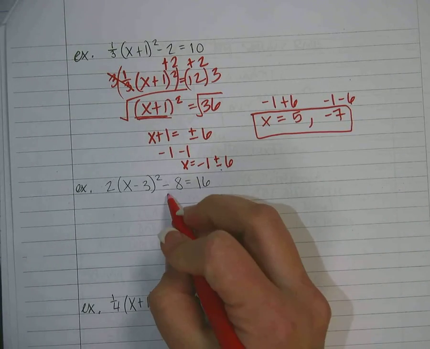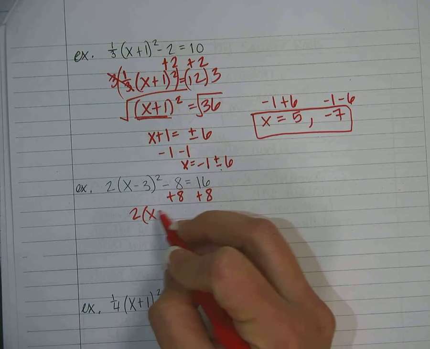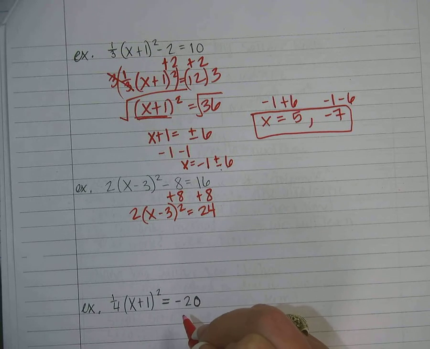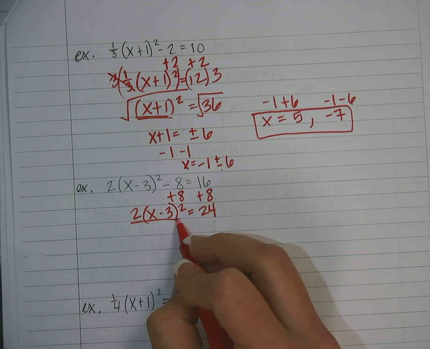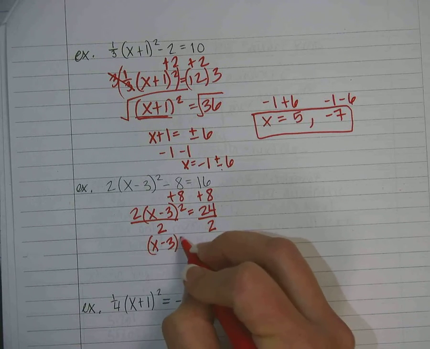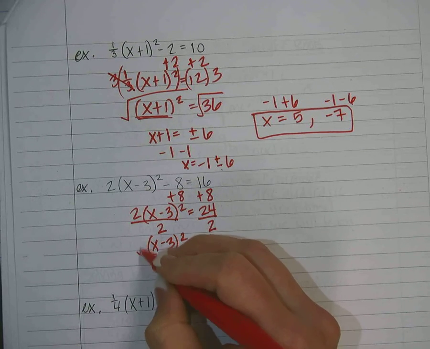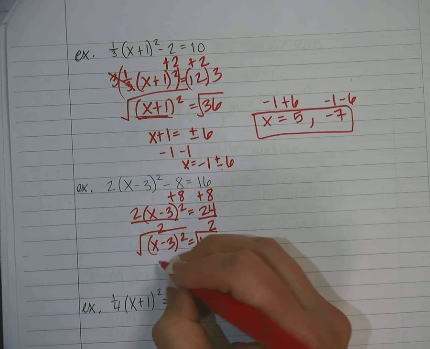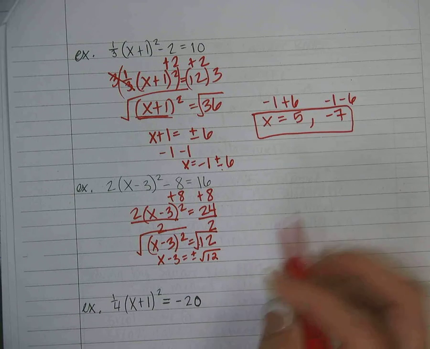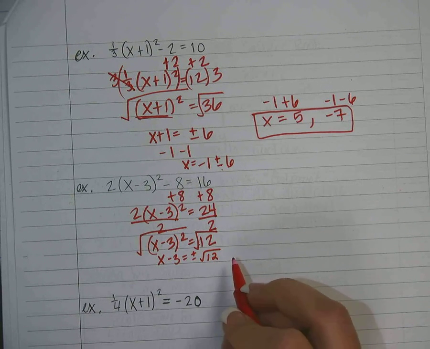Okay, so now I want to add 8. Now 2 times x minus 3, quantity squared equals 24. Now I want to divide by 2. All right, x minus 3, quantity squared equals 12. Now I want to take the square root. So I'll get x minus 3 equals plus or minus the square root of 12. I need to simplify the square root of 12. It separates into 4 and 3.